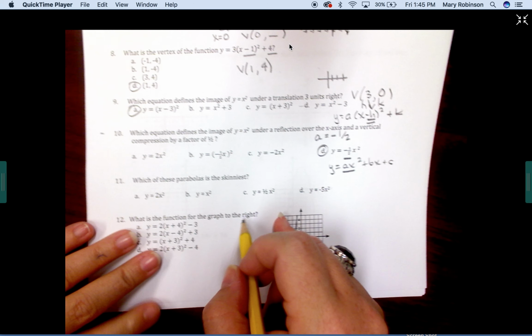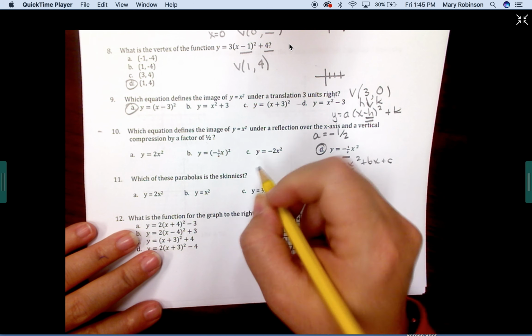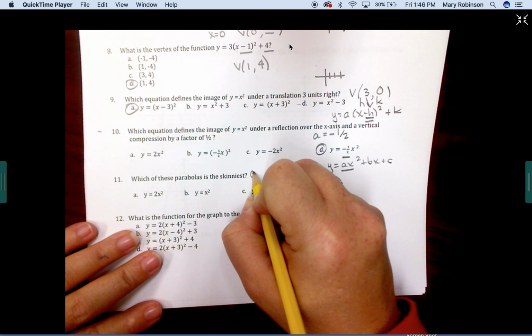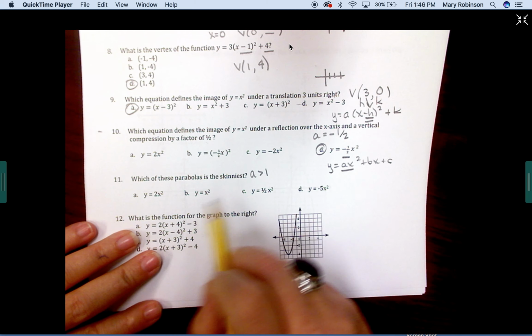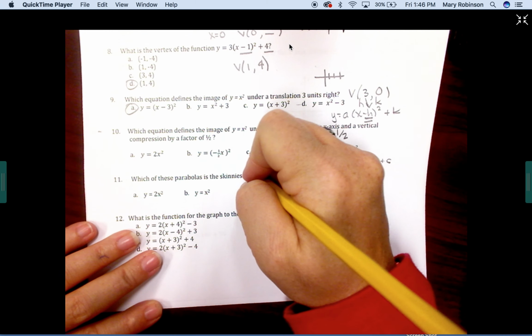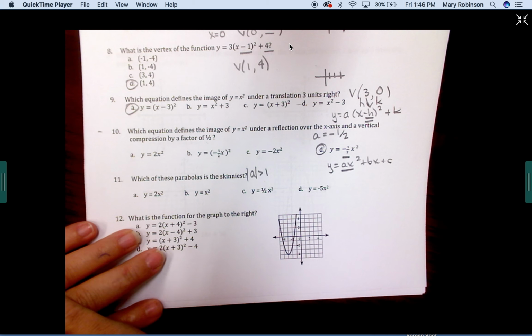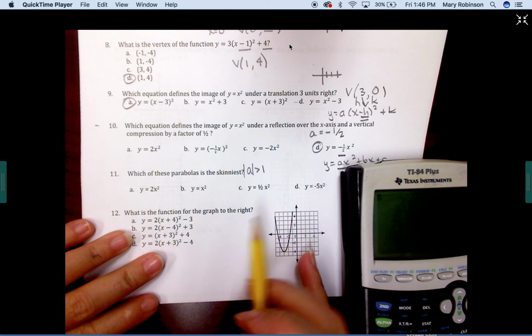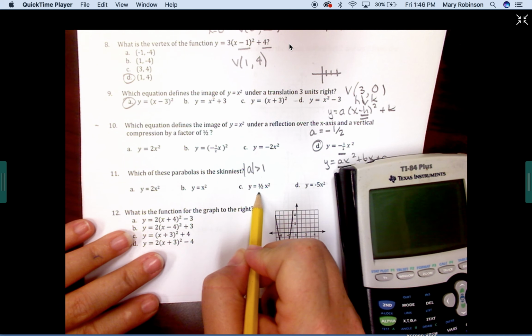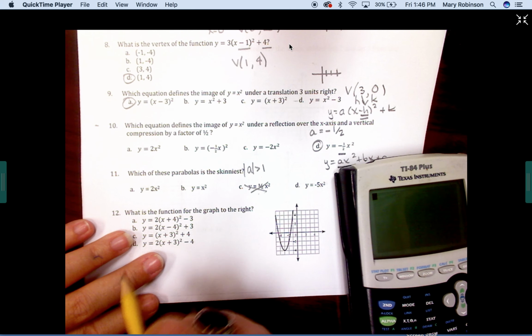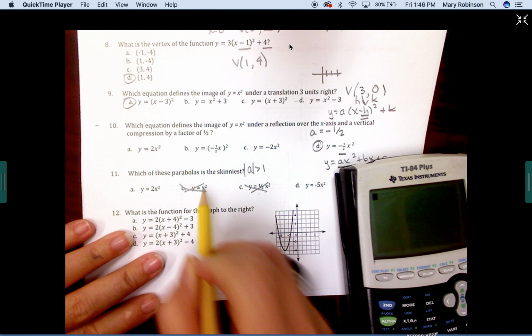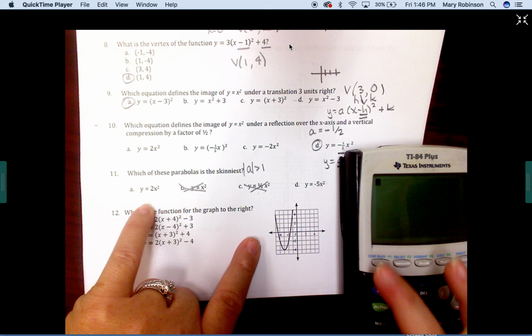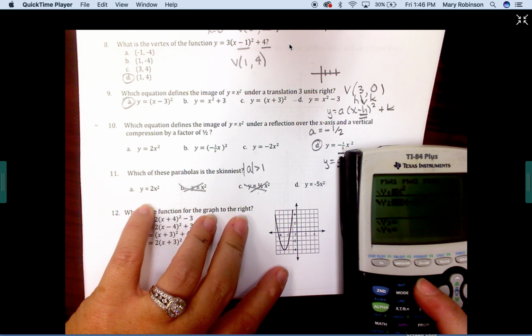Which of these parabolas is the skinniest? Remember, it is skinniest when our a value is greater than 1. The higher the value, or I should say the absolute value, meaning doesn't matter if it's positive or negative. But certainly we could type these in. I'll go ahead and tell you, fractions make it fatter, so it's not going to be that. This is our parent function, so we should be comparing which one is skinniest. But I'm going to keep my x squared in there as a comparison.